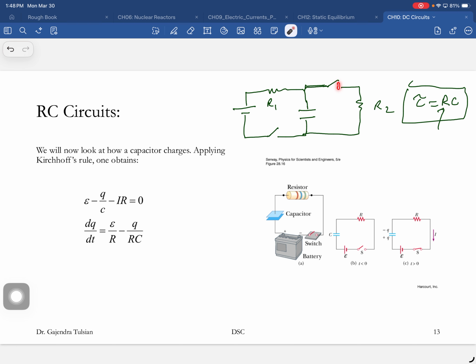Okay, so here's the capacitor, here's the resistor, and here's the switch. And there's the battery. Let me show you the little app. No, I'll show it to you after the math. So let's do the math first.